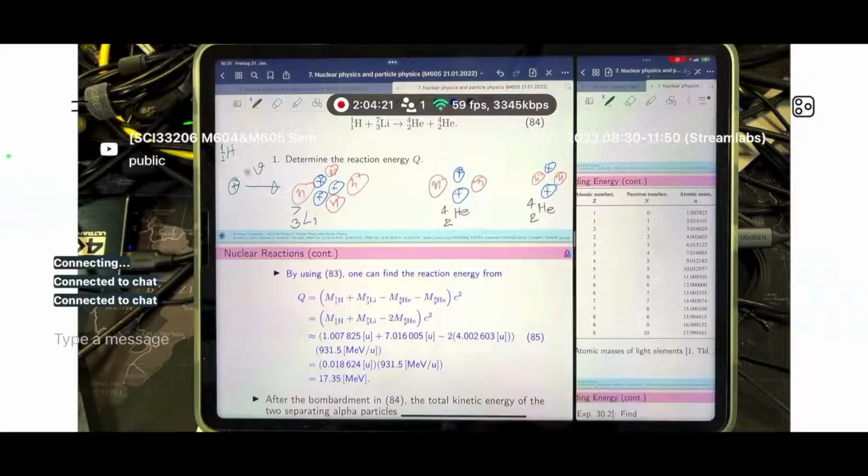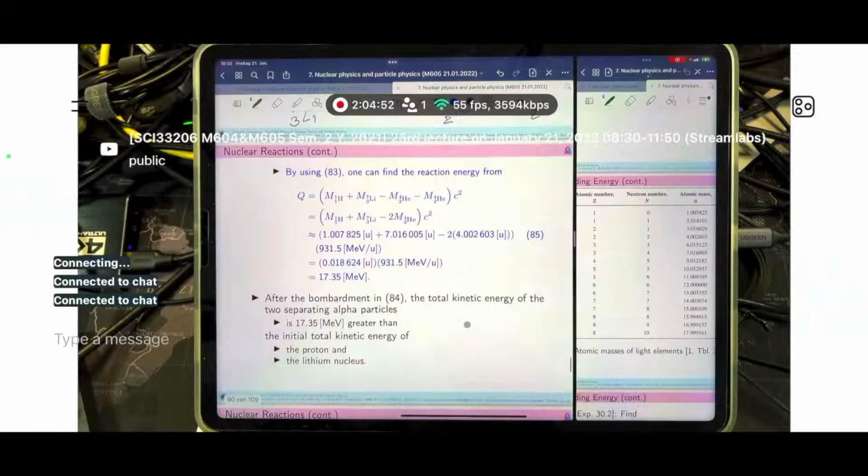The kinetic energy is reduced, not increased. These two alpha particles have less kinetic energy because the left hand side is greater, right? So the released kinetic energy here should be less than the kinetic energy at the input side.